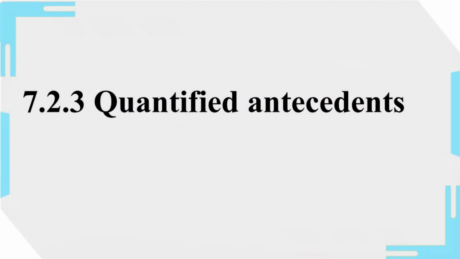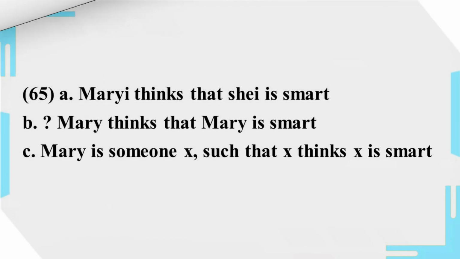Like anaphors, pronouns can be interpreted as bound in the sense that they take their referential value from some other DP in the same sentence. We can express the resulting meaning in the two ways given below it. Mary thinks that she is smart. Mary thinks that Mary is smart. Mary is someone X such that X thinks X is smart.